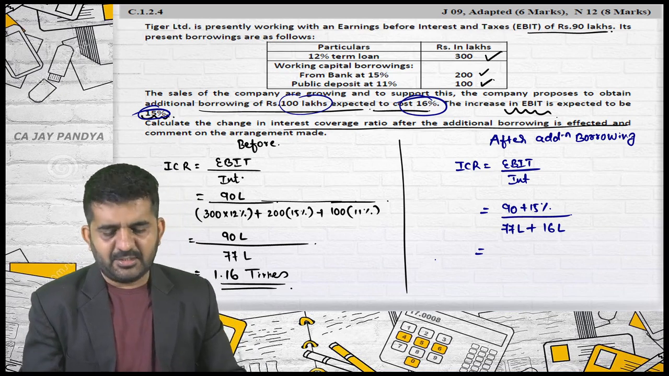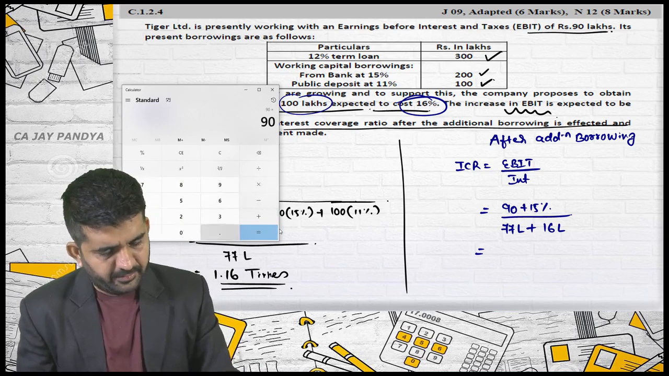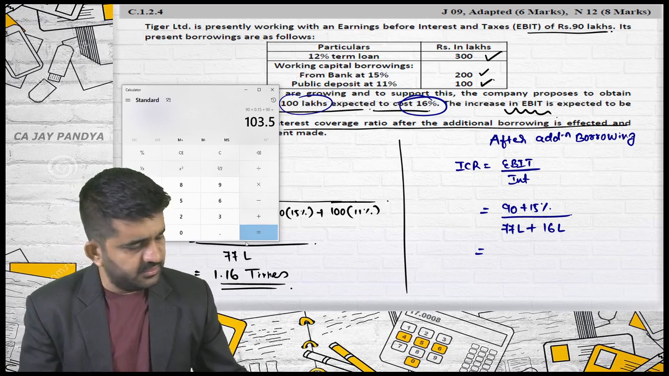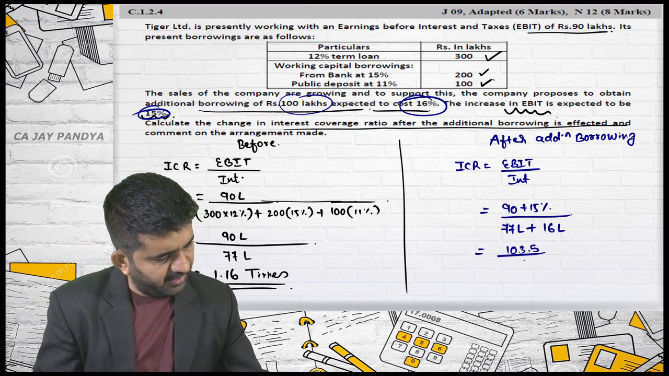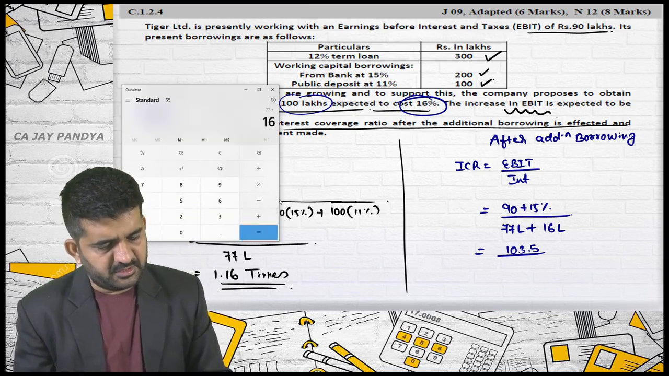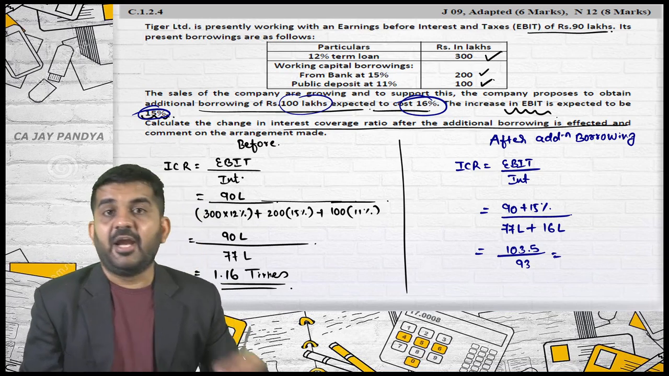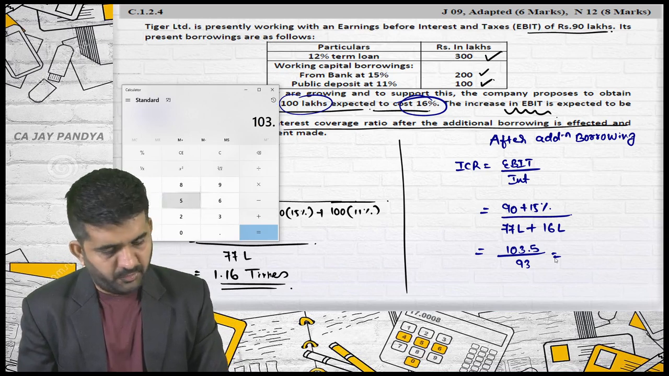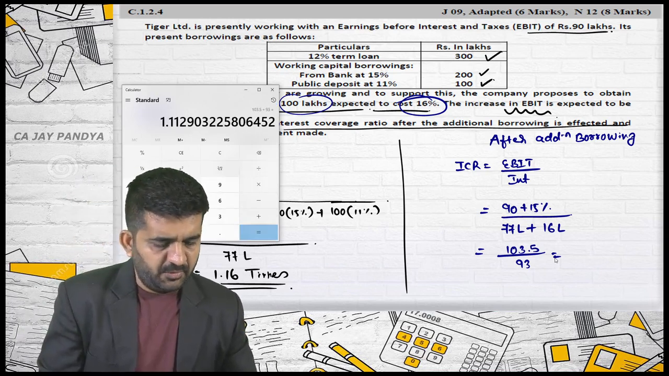What will be my answer? 90 into 0.15 plus 90 is 103.5, divided by 77 plus 16 is 93. And my interest coverage ratio will become 103.5 divided by 93, which is 1.112.